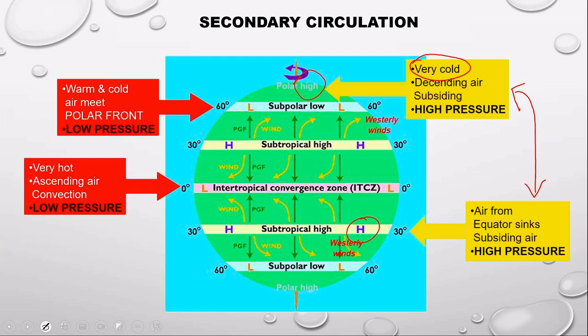Now, I want to talk about the westerly wind belt, because as you move on to talk about your mid-latitude cyclones, you will need that information, okay?